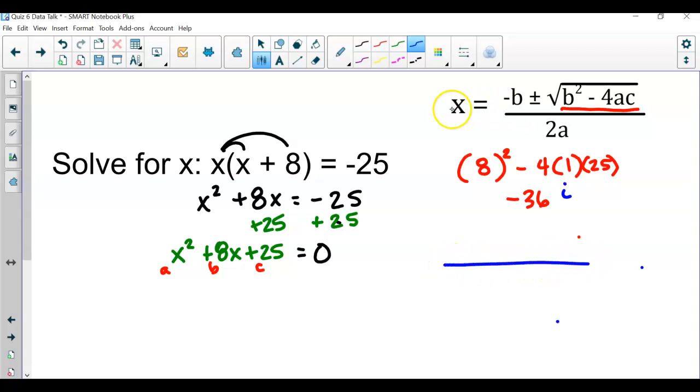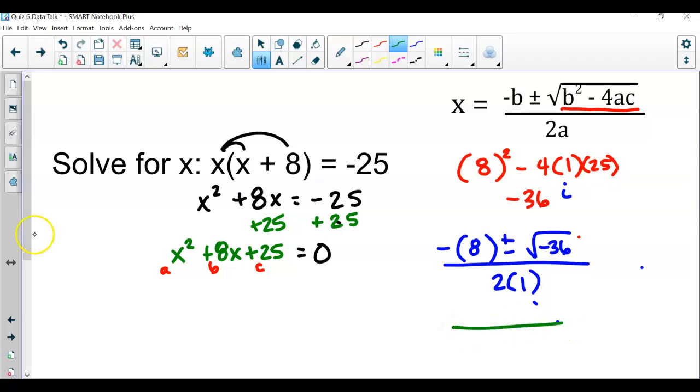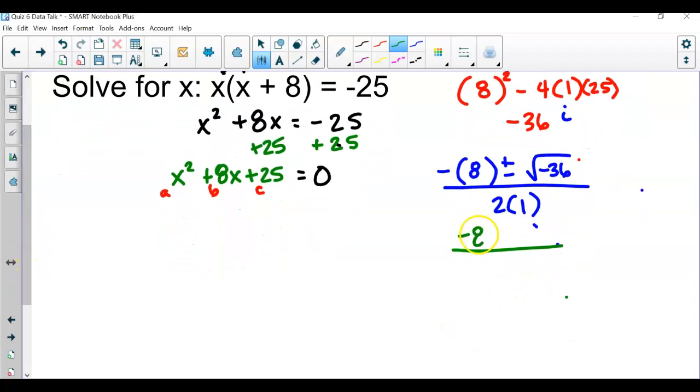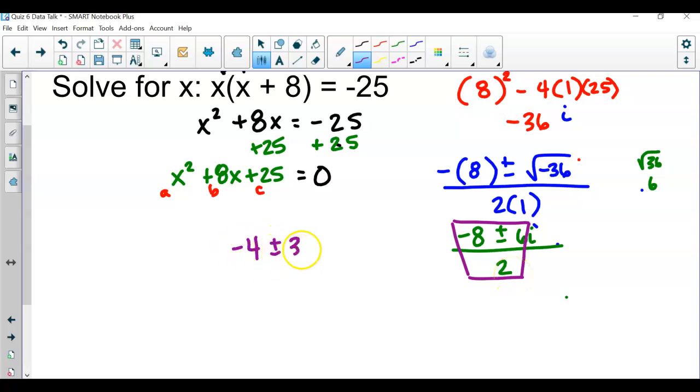Now I'm going to continue to solve for x. Negative b, which was, again, 8. Plus or minus, what's going to go inside of that radical? Negative 36 here. Divided by 2 times a, which is 1. Now when simplifying, you still have negative 8. Plus or minus, well, the square root of 36 is just 6. So the square root of negative 36 is 6i over 2 times 1, which is 2. Now notice we can divide both values by 2. So that is negative 4 plus or minus 3i.